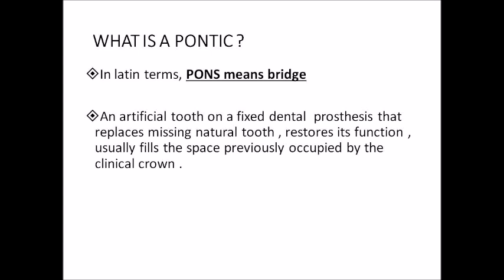When we talk about Pontic, we need to know what the other components of an FPD are. The components of FPD are retainer, connector and Pontic. Pontic is the part of an FPD that replaces the missing tooth. Abutment is not a part of an FPD; abutment is the supporting tooth. The term Pontic came from the term pons, which means bridge in Latin.